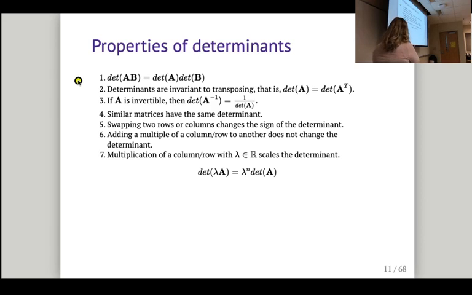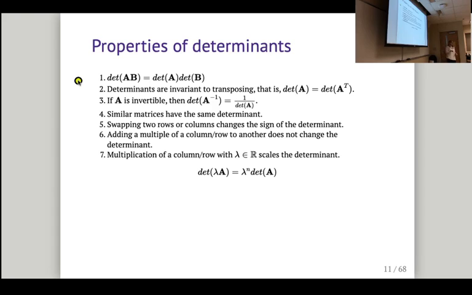Second property, determinants are invariant to transposition. So that means that the determinant of A transpose is the same as the determinant of A. So it doesn't matter if we transpose the matrix. If A is invertible, then the determinant of A inverse is 1 over the determinant of A. So for our problem, without calculating it, we know that the determinant of that 10 by 10 matrix is going to be 1 over negative 841,060.